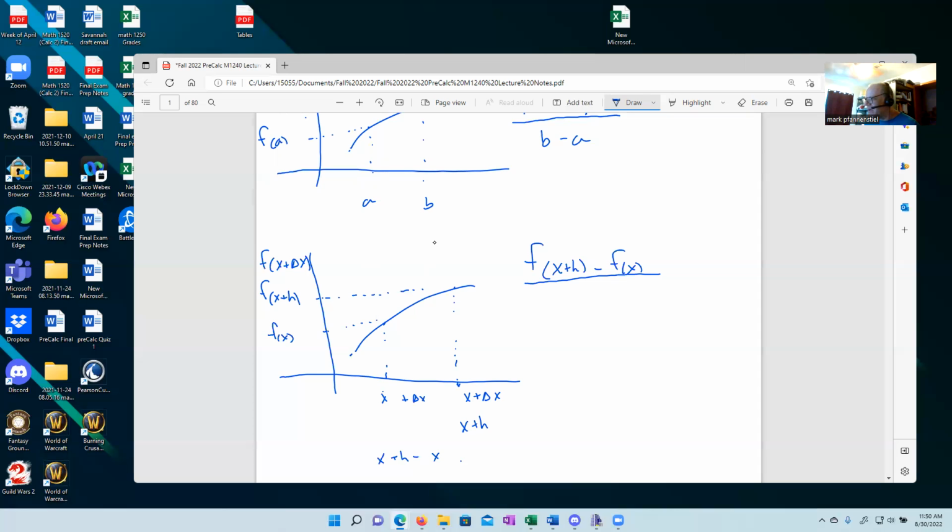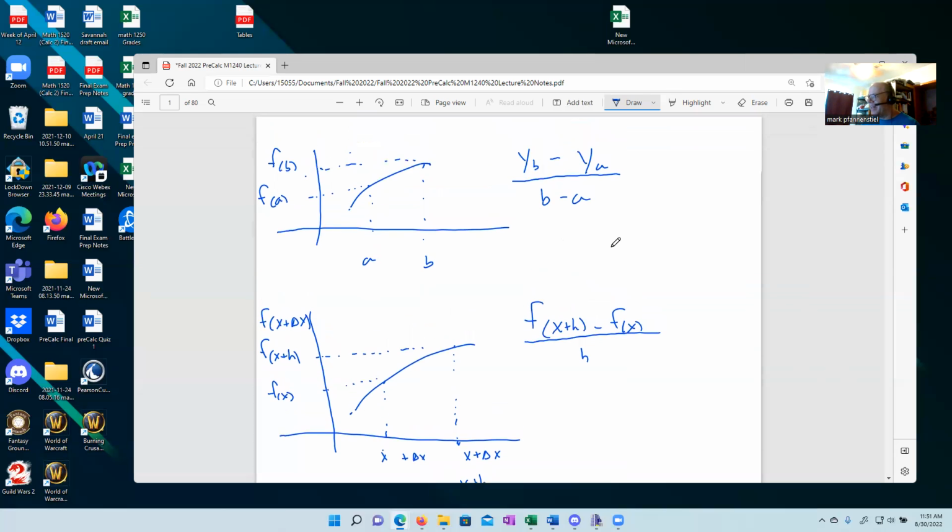If you go ahead and do this arithmetic, x minus x is just 0, so we just have h. So the difference in x is the run part. We have the difference in y's versus the run, and that's just h, or delta x if you're old school. That is what we have for our difference quotient. You're going to be provided this formula. This is not a formula that I would expect you to memorize.